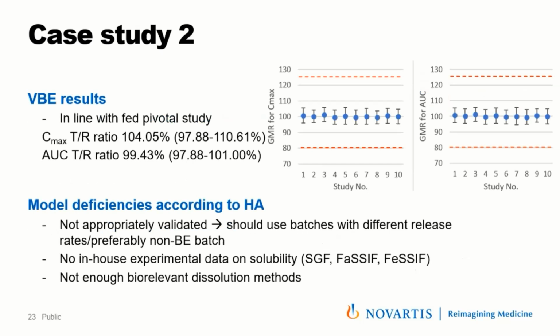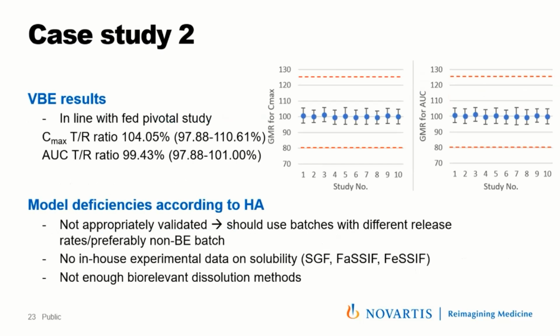The results of 10 simulated fed bioequivalence studies are presented in the figure. All 90% confidence intervals for Cmax and AUC are between 80 and 125% and predict bioequivalence of test and reference formulations. This was in line with the in vivo BE study conducted.